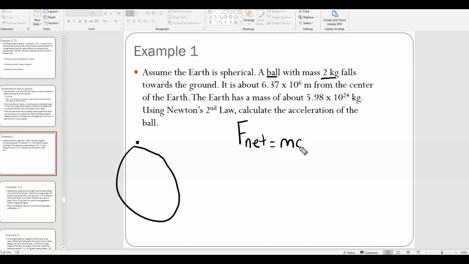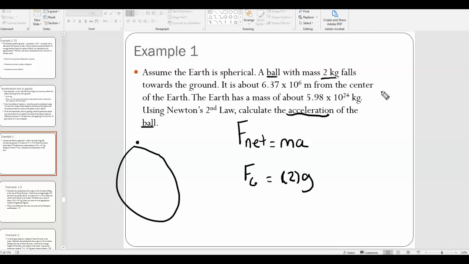F net equals ma. Now, if we want to calculate the acceleration of the ball, that's the same thing as saying that we want to find a when the ball is in free fall. Okay, that's what acceleration due to gravity is. All right. On the left side of the equation, if we write down the sum of the forces, the ball is in free fall, and so we just have mg. Now I know the mass of the ball is 2, and the acceleration, because this is the acceleration due to gravity, I'm going to switch to calling this g, which is the symbol for acceleration due to gravity.